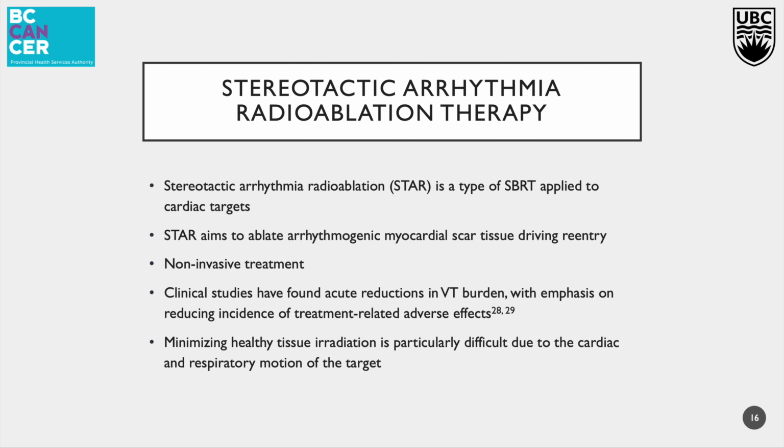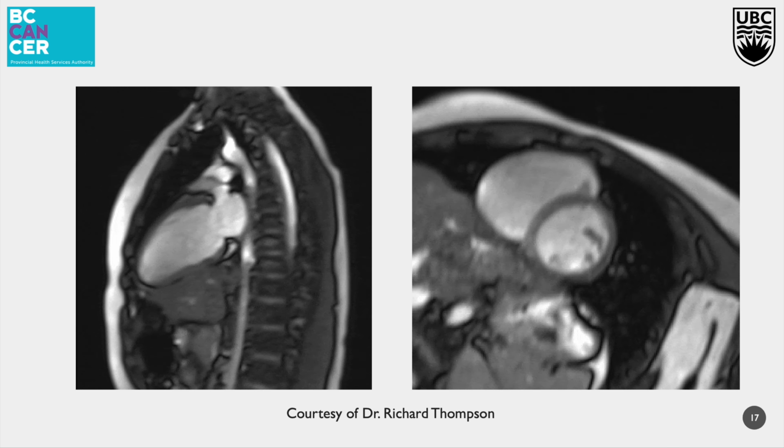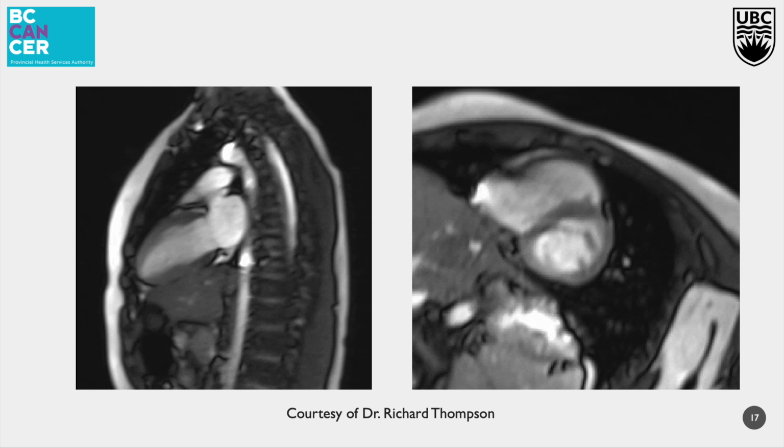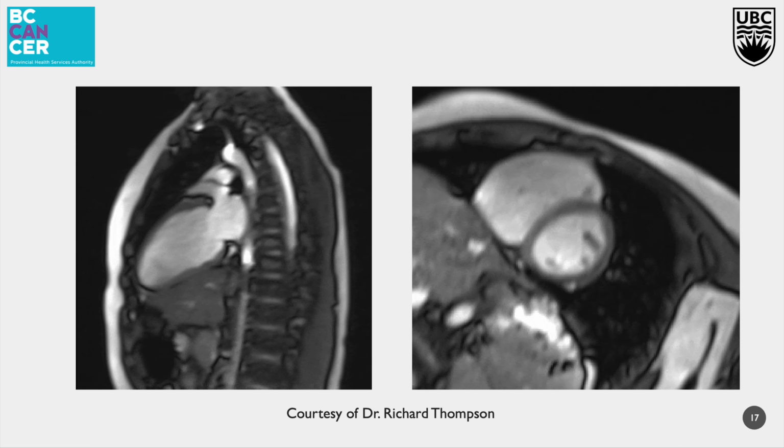Now, clinical studies have found acute reductions in VT burden via STAR treatment, but these studies do emphasize the need for future studies to focus on reducing incidence of treatment-related adverse effects. In this case, minimizing healthy tissue irradiation is particularly difficult due to the cardiac and respiratory motion of the target. And to help visualize how large of an impact those motions have, we have a little video here showing the heart beating as well as the patient breathing in and out. And you can see that if you imagine any point on the heart there trying to target it with a radiation beam, there is a fair bit of motion occurring there, and we can't exactly turn off a patient's heart or breathing during treatment.